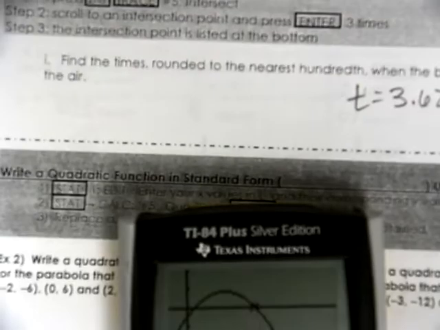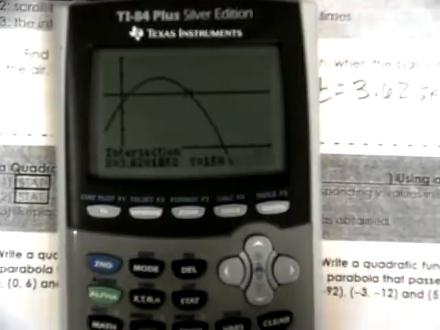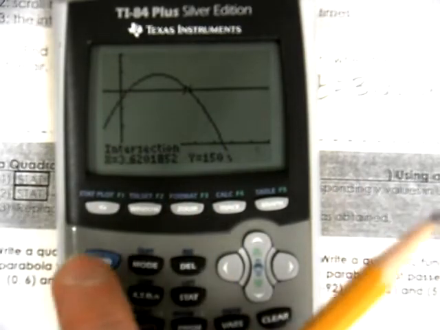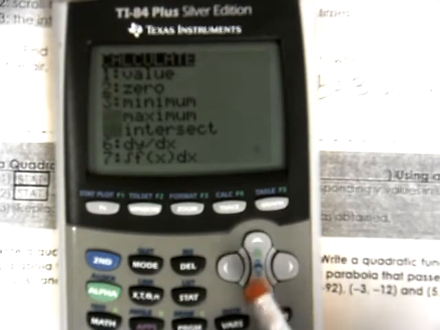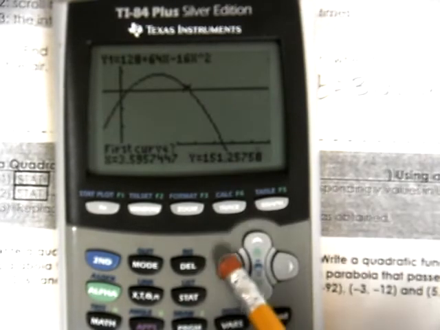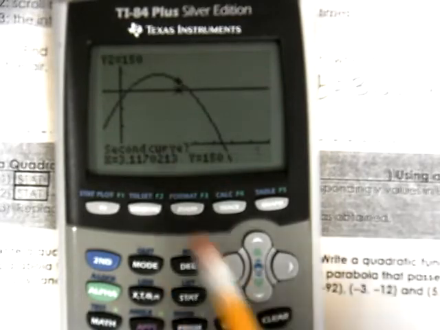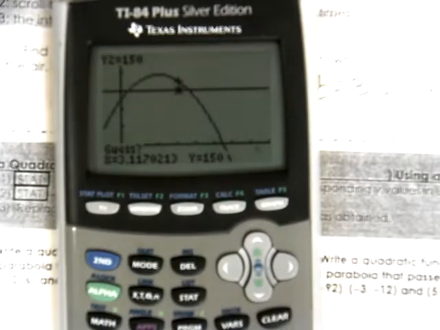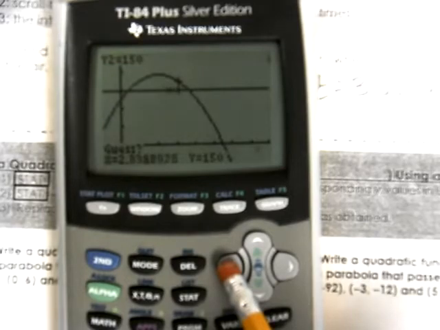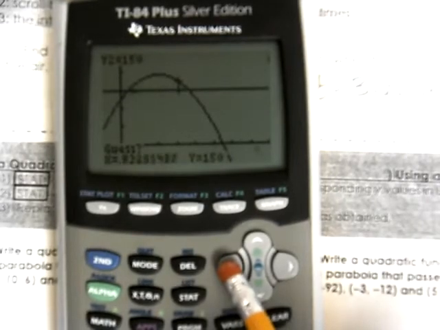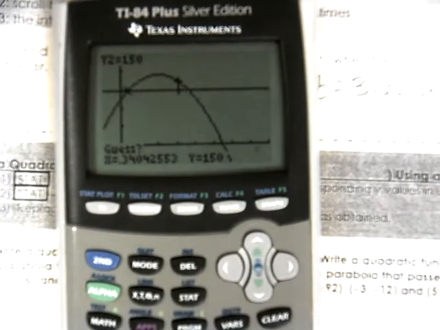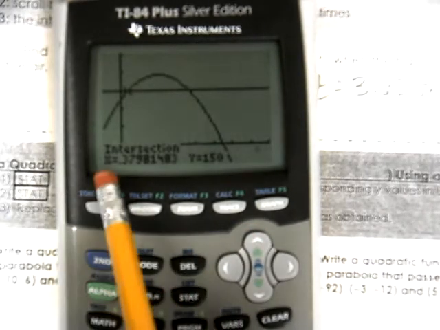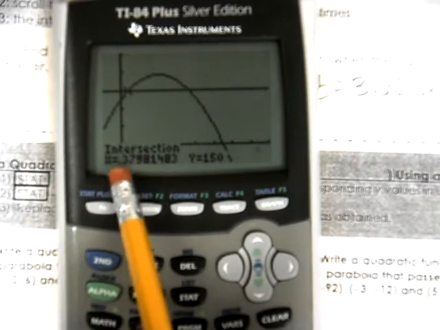Well, this also happens another time. This also happens over here. So I can hit Second Trace, which is the calculate, go down to intersect. I have my first curve. I have my second curve. Then I'm going to scroll over and get closer to this intersect. This is the guess. I'm getting closer to the answer I'm interested in now, and I hit enter. I get 0.38. If I round that to the nearest hundredth, 0.38 seconds.